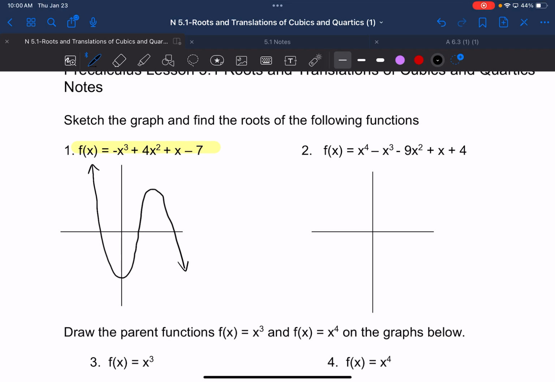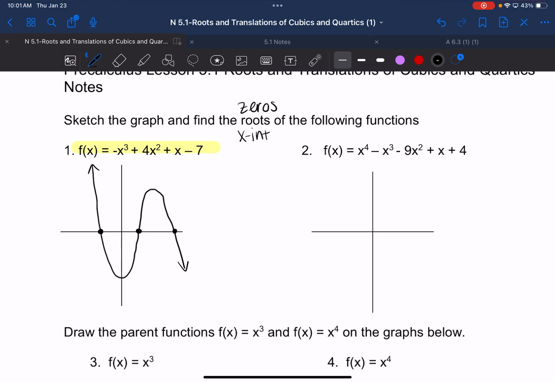In addition to drawing a sketch of the graph, it says to find the following. So we're looking for the roots of this function. Remember, roots is another word for zeros or another word for x-intercepts, right? Those all mean the same thing. So really, I'm looking for where is this point, and this point. I need to find their exact location.